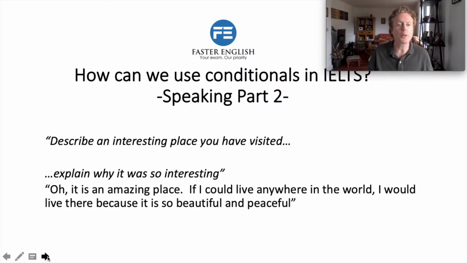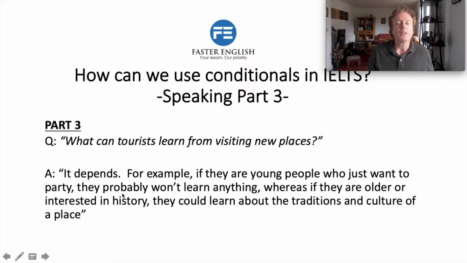One more example for you. In part 3, we had this question: what can tourists learn from visiting new places? And here we've got a really excellent example of a complex structure, but none of the language is that complex. It's just different parts put together to create a complex structure. So again, we start it depends, and here, for example, if they are young people who just want to party, they probably won't learn anything.